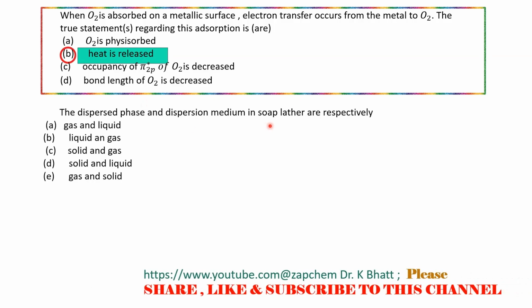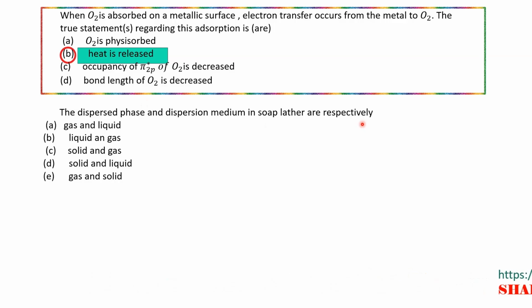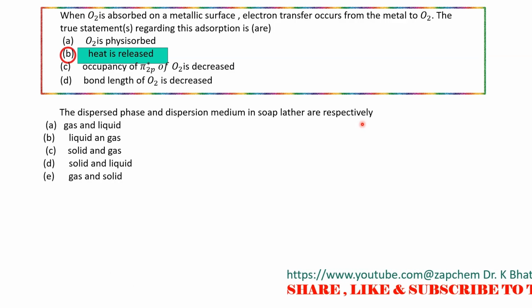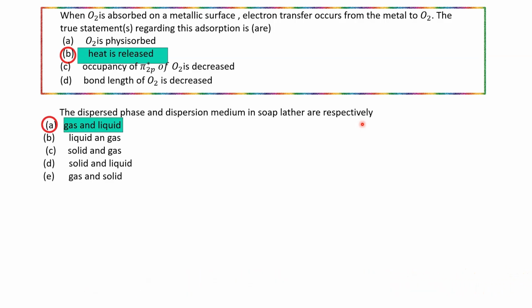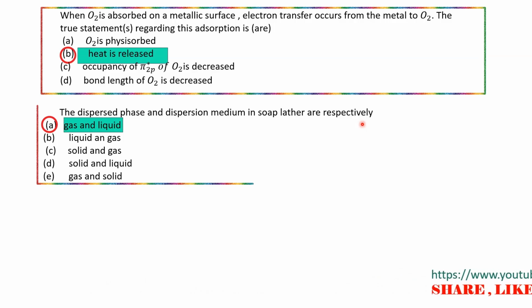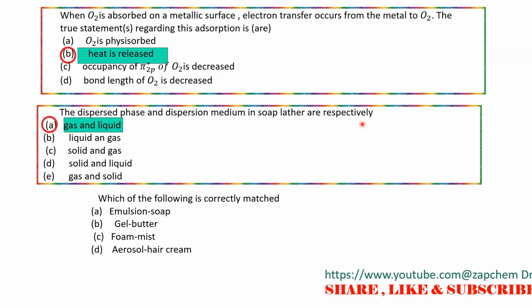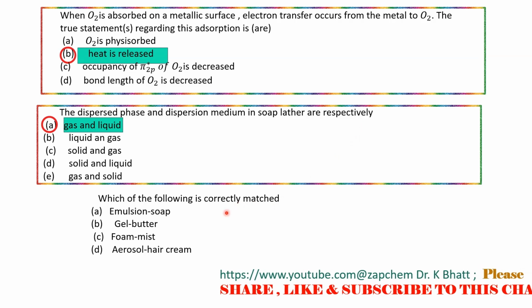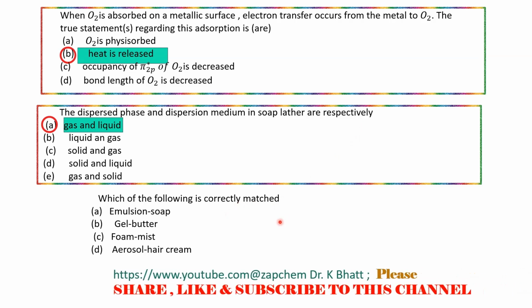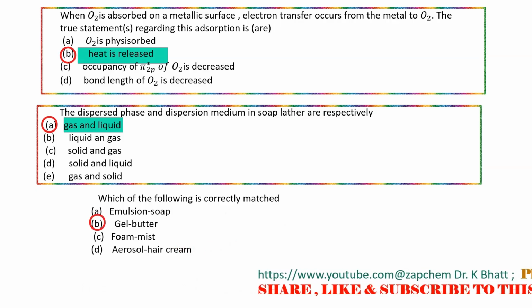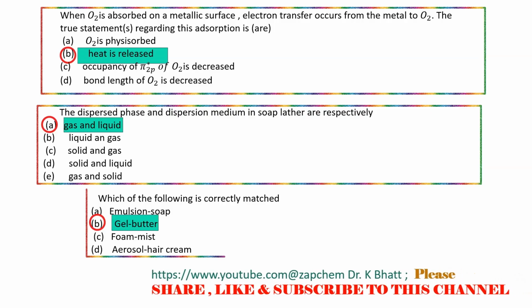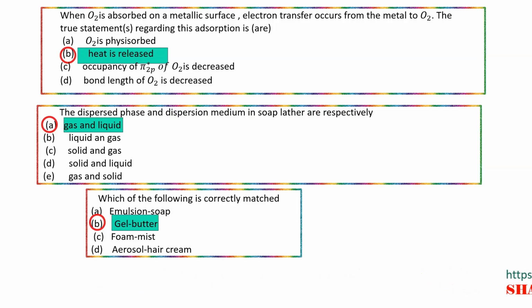The dispersed phase and dispersion medium in soap lather are respectively, of course, 5 options are given here, no problem, but the answer is A, gas and liquid. And here is the next question. Which of the following is correctly matched? Emulsion soap, gel butter, foam mist, aerosol. The answer is B, gel butter. That's the correct answer.